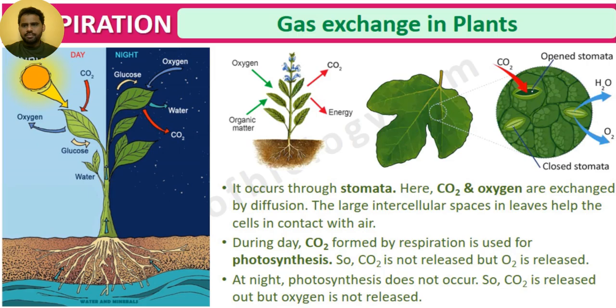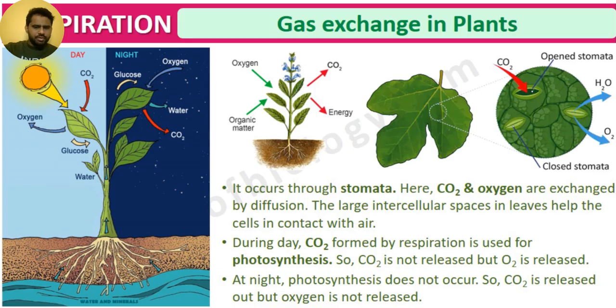So gas exchange in plants occurs through the stomata. We have a stomata. This is a closed stomata. This is open stomata. When the stomata is open, CO2 can enter, or H2O and O2 can go out of it. Here CO2 and oxygen are exchanged by diffusion. The large intercellular spaces in leaves help the cells in contact with air.